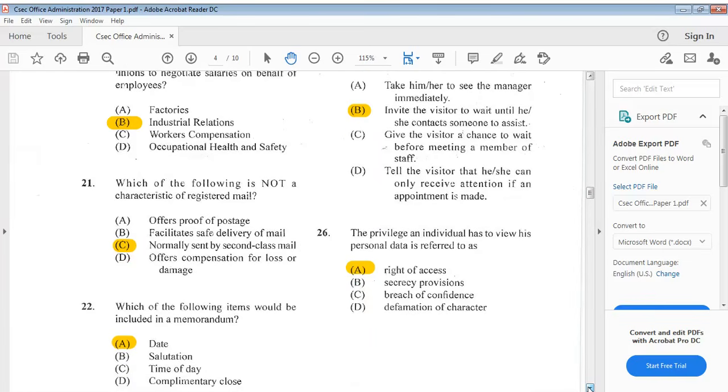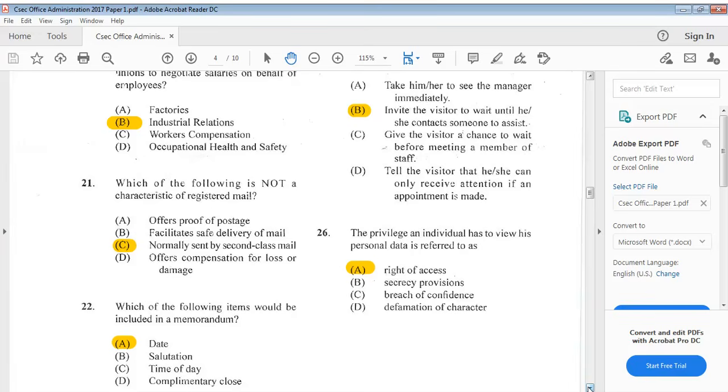Which of the following is not a characteristic of registered mail? A. Offers proof of postage. B. Facilitates safe delivery of mail. C. Normally sent by second class mail. Or D. Offers compensation for loss or damage. So, which one of them is not a characteristic? So we know it will be C, normally sent by second class mail. That is our answer. Let's move on to number 22.